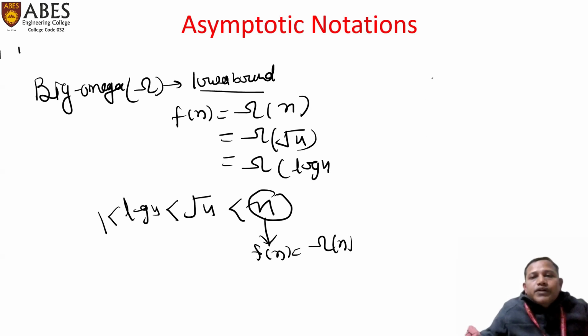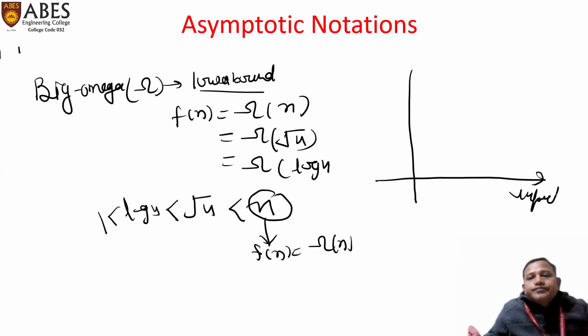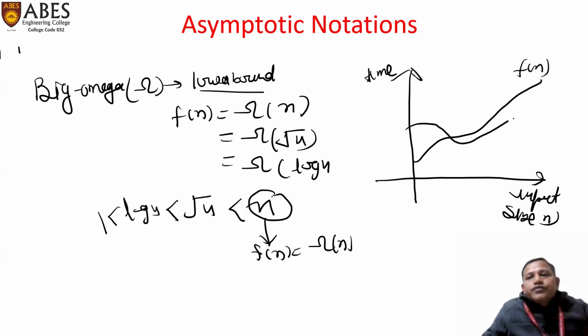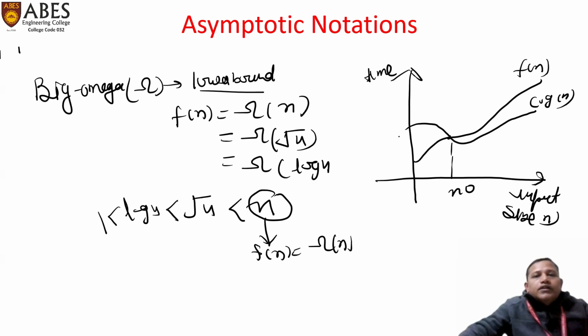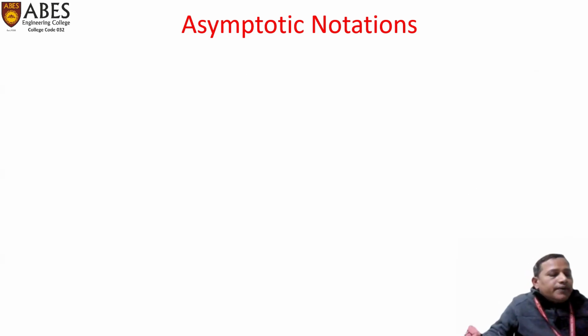And this is also explained in a similar way. If there is a relation between input size n and time, and there is a function f(n) and this is a function c into g(n), and here it is n0, then we can relate this to big omega.